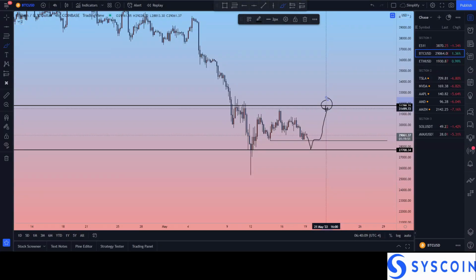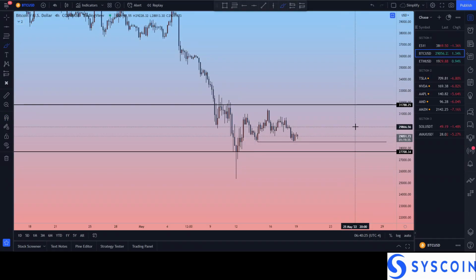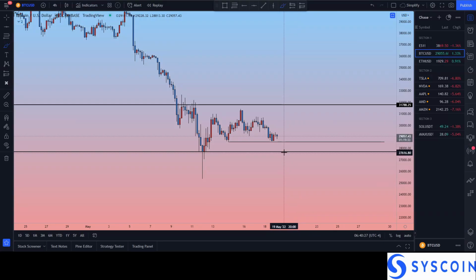If there wants to be some euphoria in the market and a little bit of a, let's call it euphoric movement, I could see all these highs being taken out and move into like 34. And then that would be my topping point right there. As far as short term goes, I'm looking to bid around 27.7.